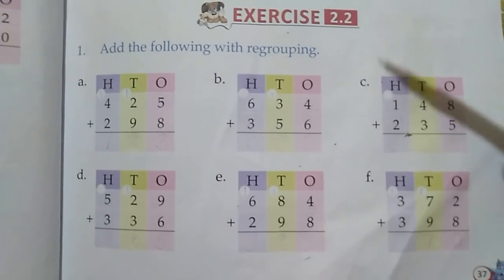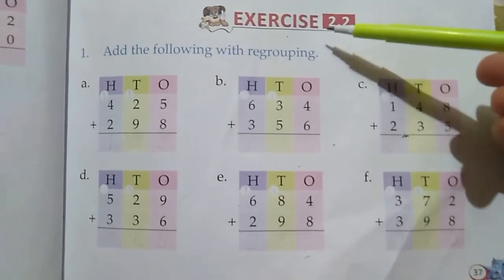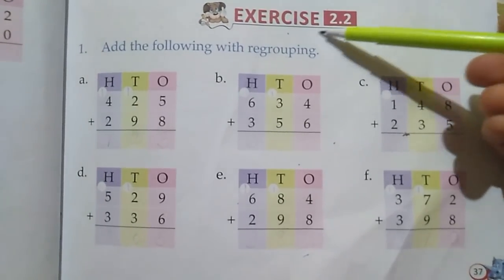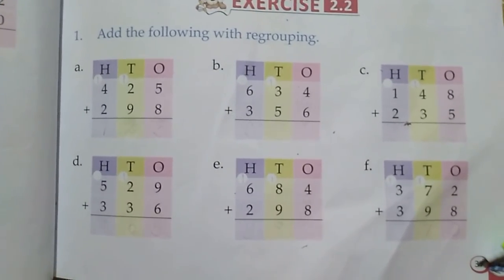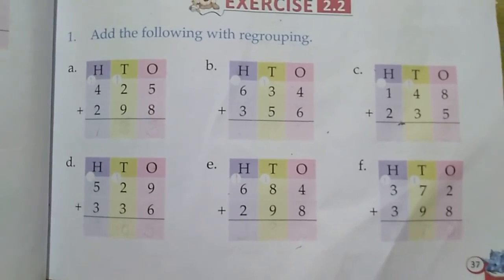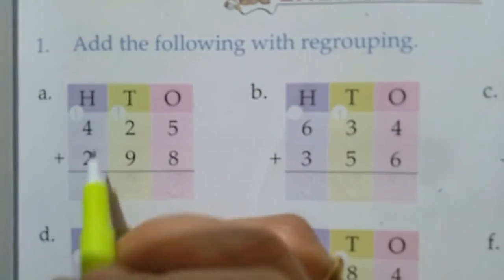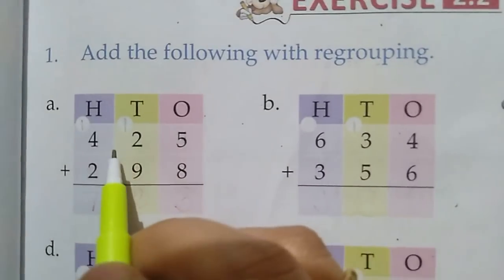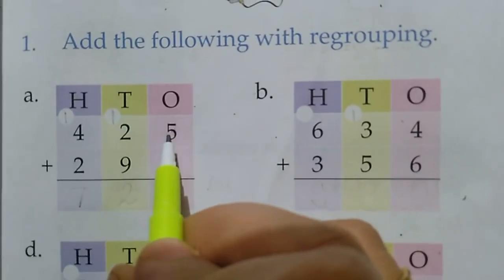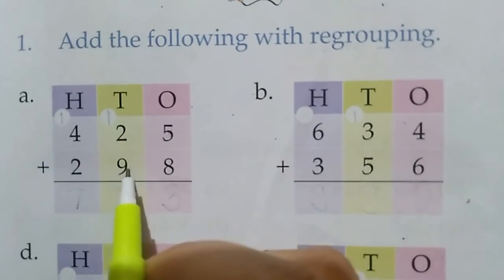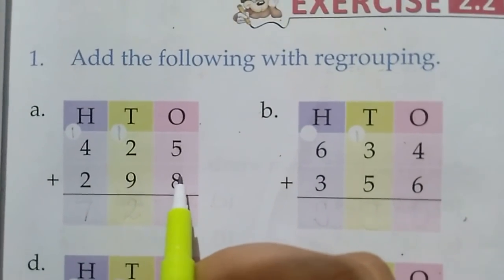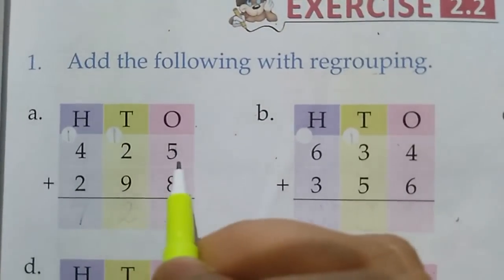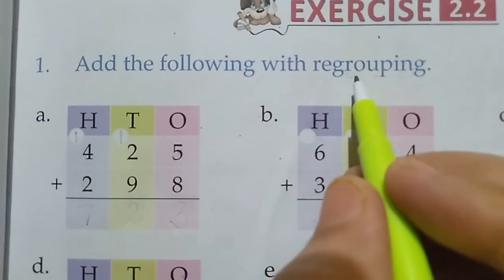Okay, now we will do the exercise in our books. Now students, let us start doing the exercise 2.2, page number 37. Okay, so let's do the first one. 425 plus 298. Okay, so we have to add these numbers with regrouping.